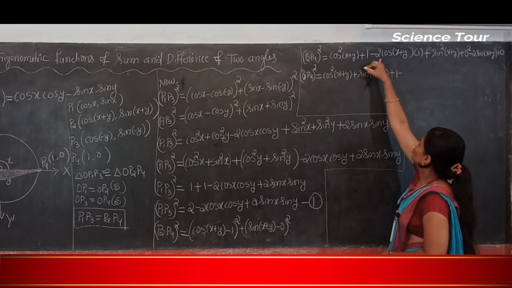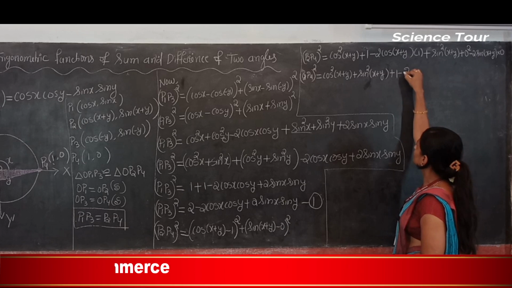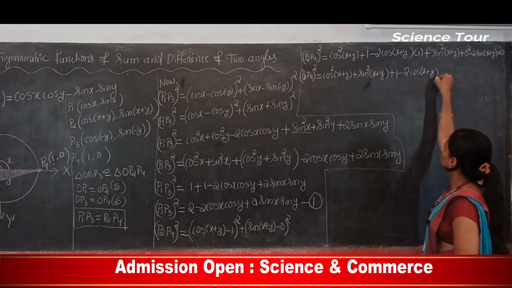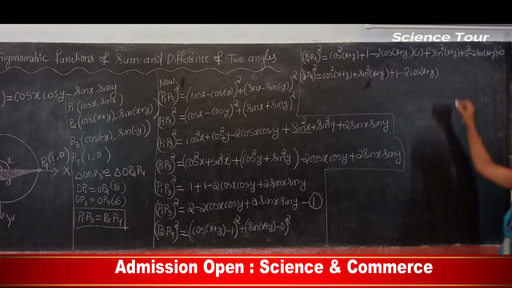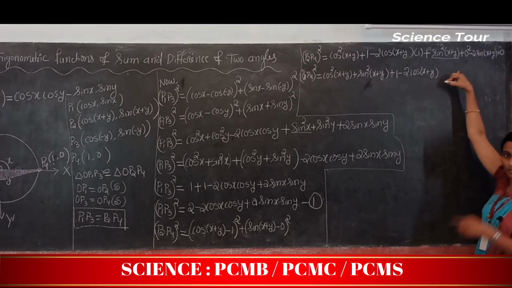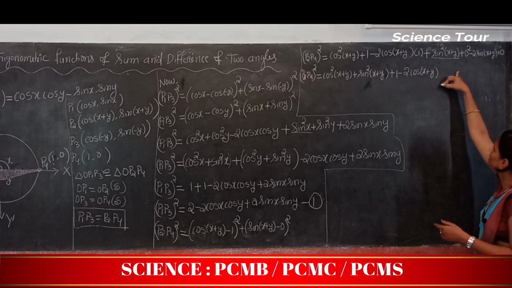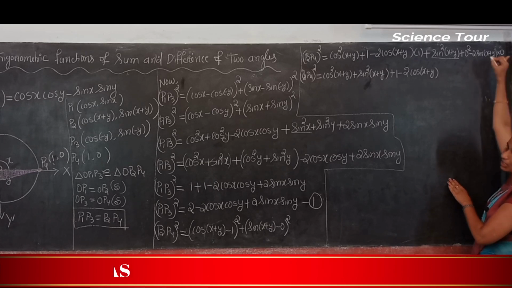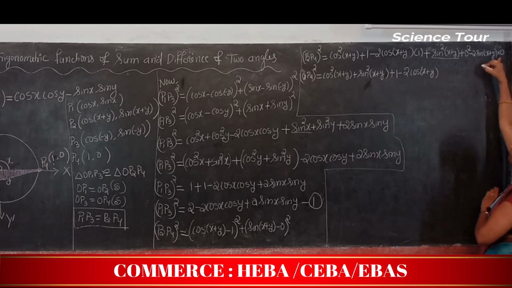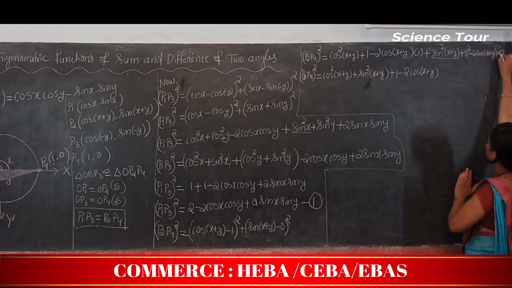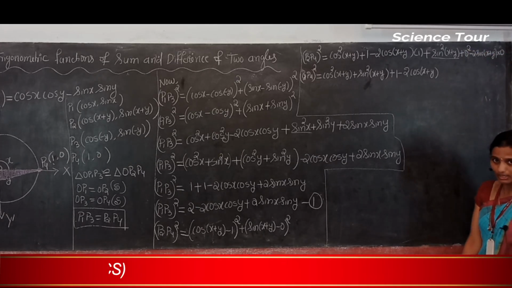minus 2 into 1 means 2. So it is 2 cos (x plus y), this term I wrote here. Next 0 square means 0, no need of writing that. Next minus 2 sin (x plus y) into 0. Any number into 0 means the value is 0. So this is 0 and this also 0, so that's why I am not writing.